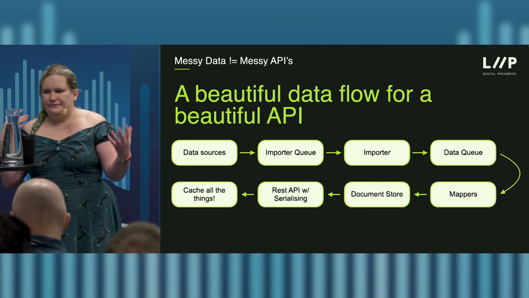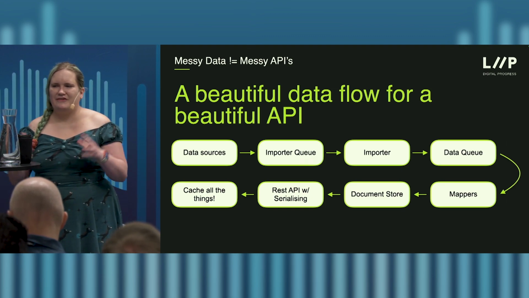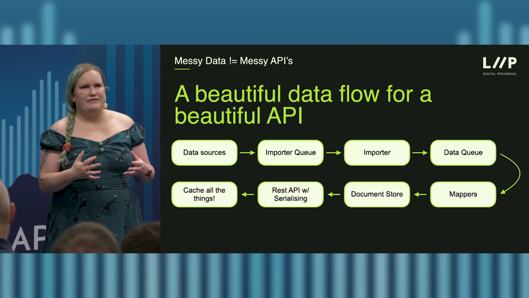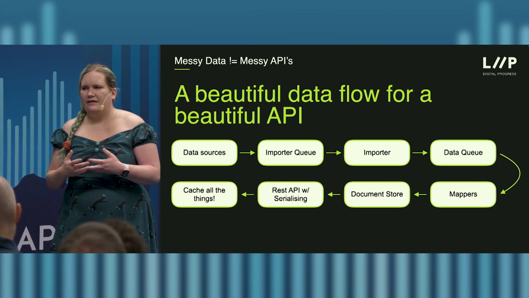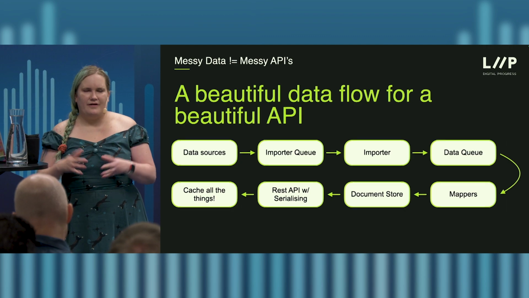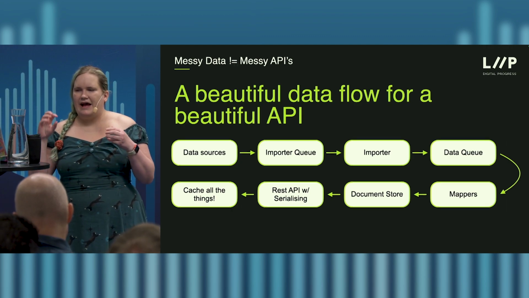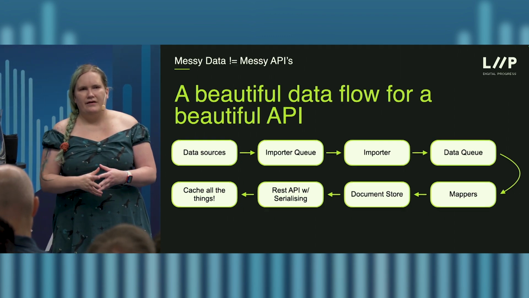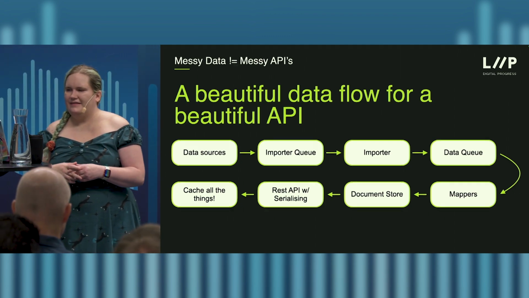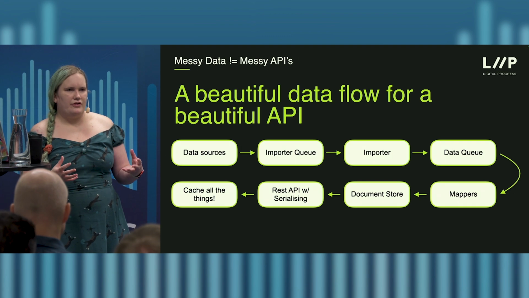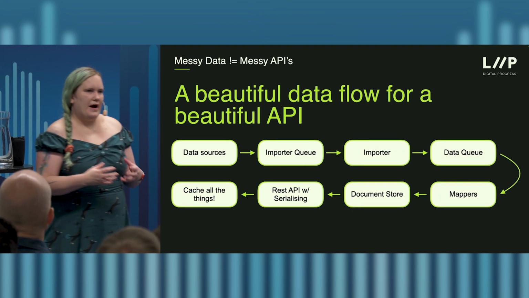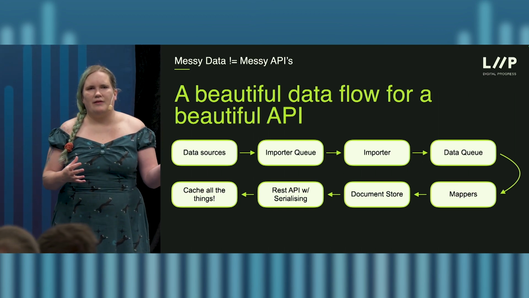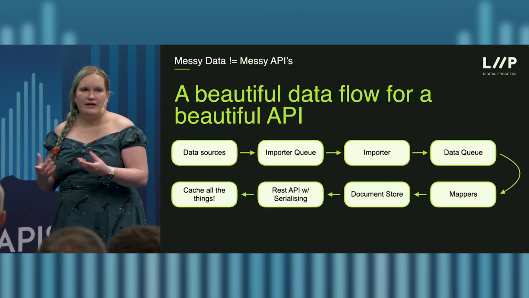So, a beautiful data flow for a beautiful API, sort of simplified how we actually did this decoupled API. We have our data sources, we put them in an import queue, we import them, always original data, and then we map it to a document store. The beautiful part about this is that between the document store and your API, there's not that much logic.